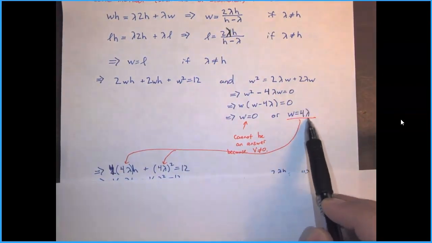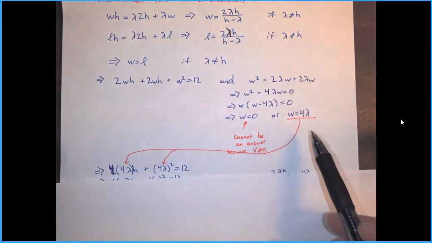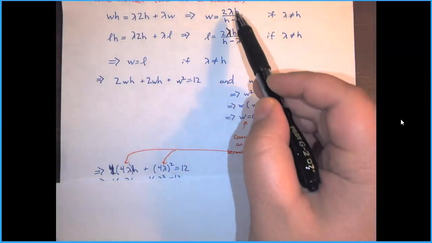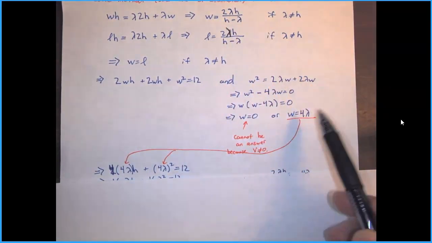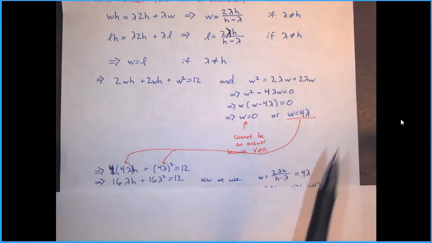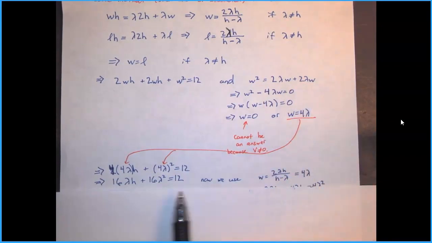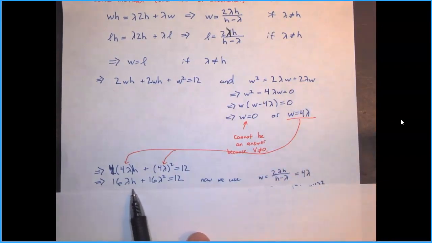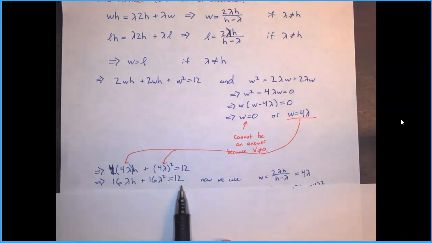W also has to be equal to 4 lambda. So I can take these two things and say, okay, W is equal to both of these things, so they have to be equal to each other. And that's what I've done here. So I have this one equation, 16 lambda h plus 16 lambda squared equals 12.